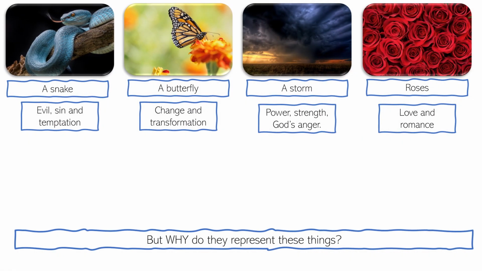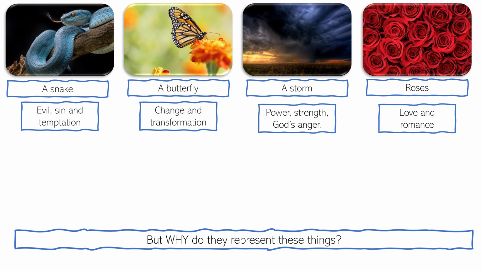Okay, so what I want us to think now, Year 7, is why do they represent these things? Why is a snake a symbol for evil, sin and temptation? Why is a storm a symbol for power, strength and God's anger? We're going to go through each one and I'm going to ask you some questions and then ask you to pause the video and have a think. Eventually I'm going to bring up some ideas and then afterwards we'll complete our table.